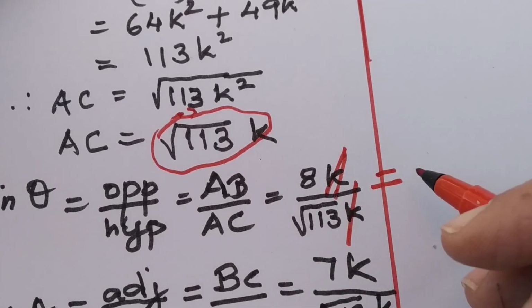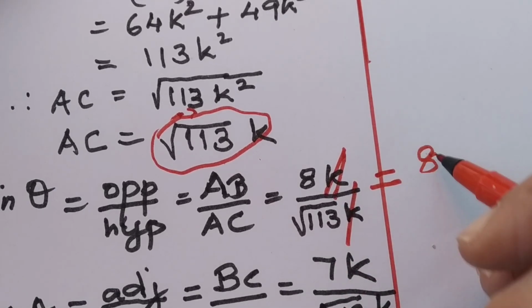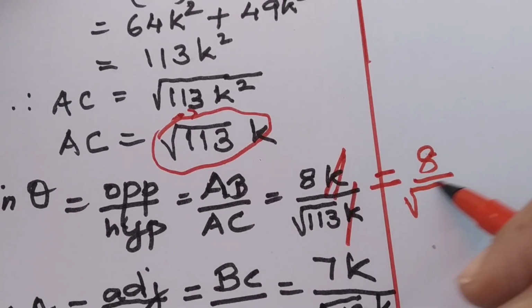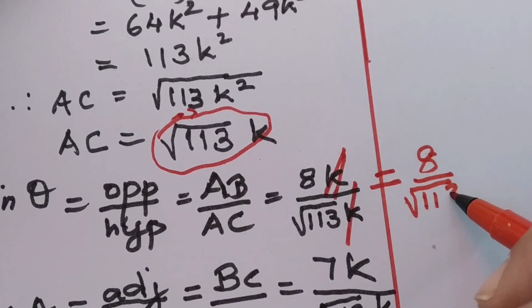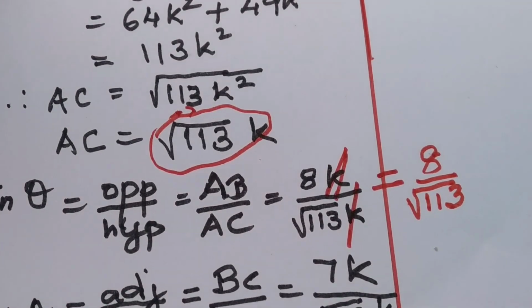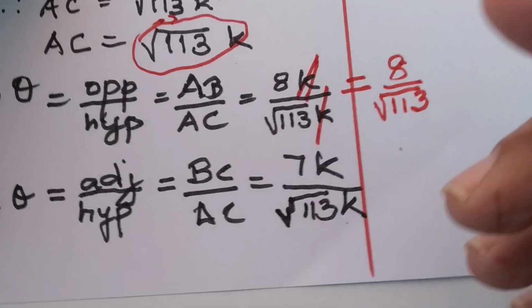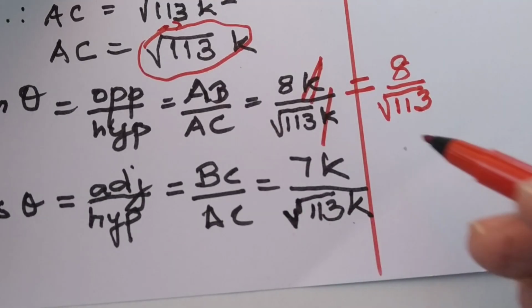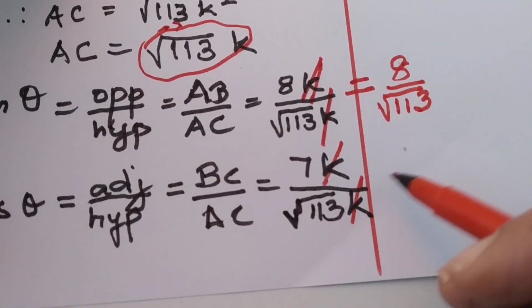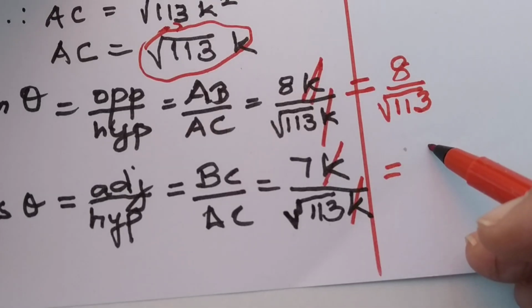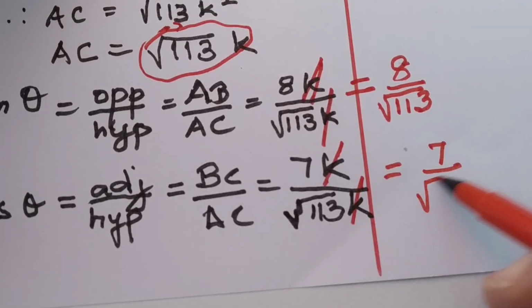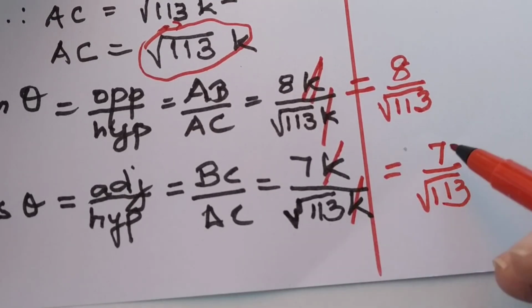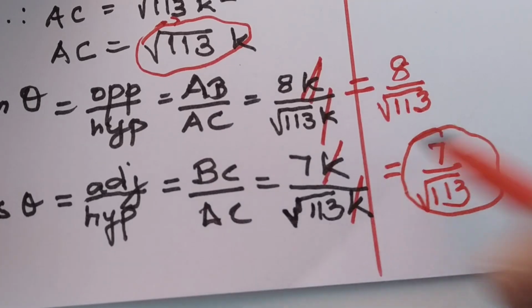K and k get cancelled, leaving us with 8 divided by root of 113. So that is your sine theta. Same way, cos theta is BC by AC, which is 7k by root of 113k. K and k get cancelled, leaving us with 7 by root of 113. So this is your cos theta.